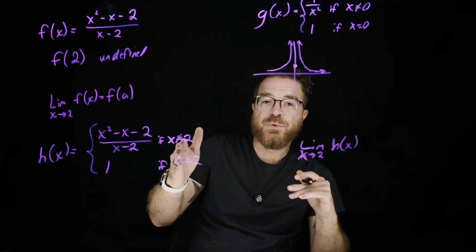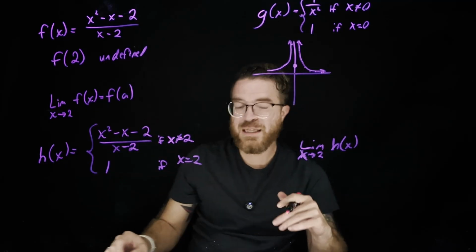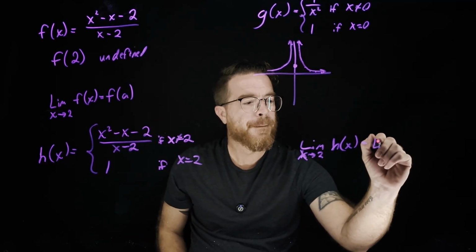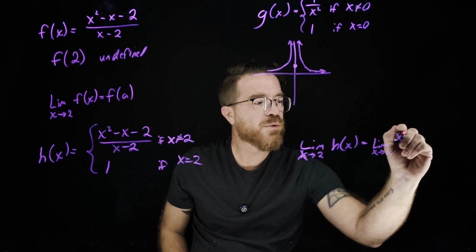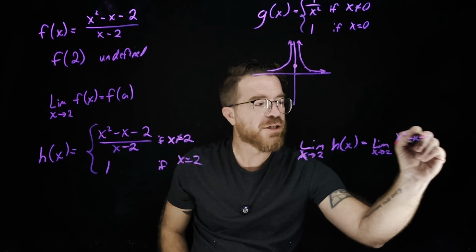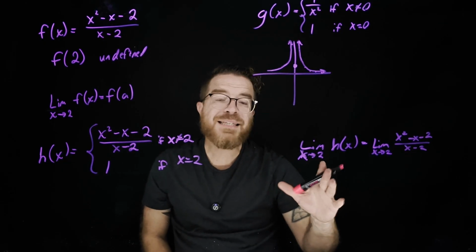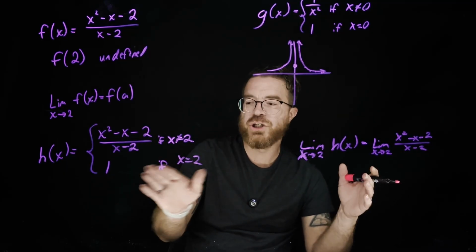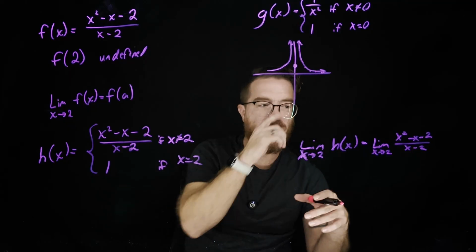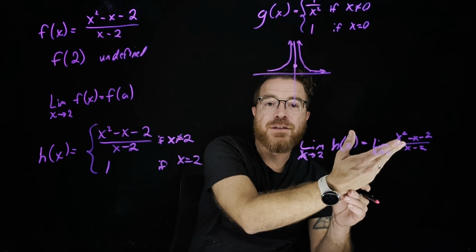So when x is not equal to 2, meaning when we're approaching 2, we would be using this function here. So we're taking the limit as x approaches 2 for (x squared minus x minus 2) divided by (x minus 2). And in this case, we can't plug in 2, but we have an option for when the function is equal to 2. We said that it's going to be equal to 1.